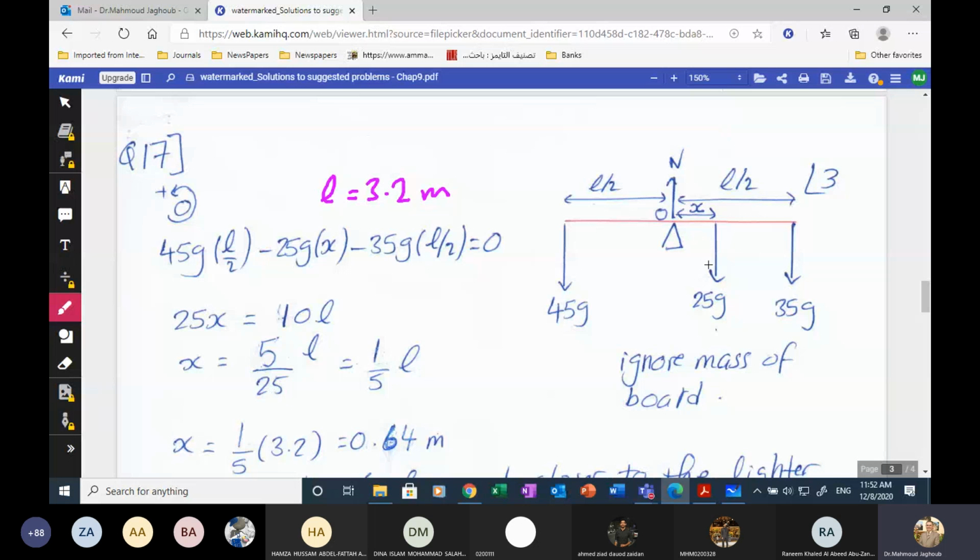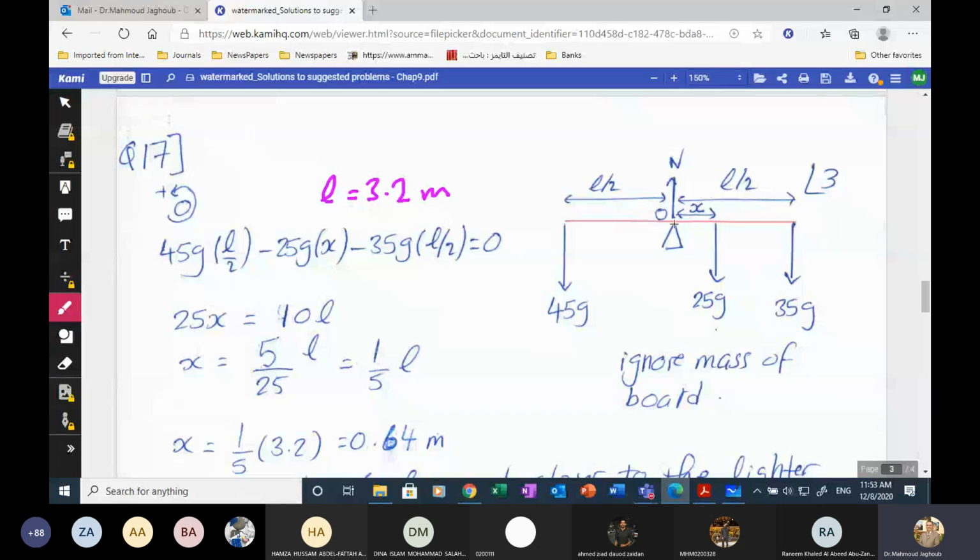Now, we agreed that the girl should sit on the right-hand side, and I have suggested, as given in the question, that the distance from the rotation point to the point of application of her weight is x. Do I know x now? No, I don't. I will find it. How do I find it? The easiest way is to take torque about what? Point O. But give me one advantage of taking torque about O. What is the advantage of that?